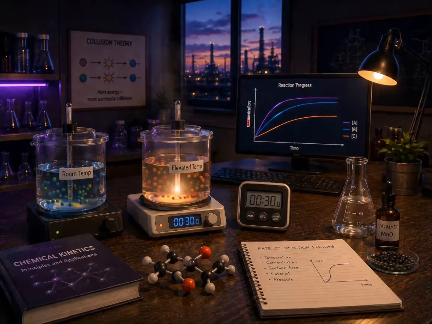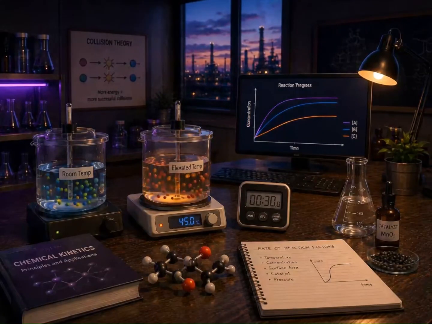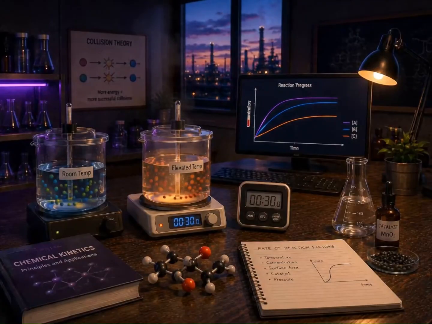This is another important exam link. Temperature does not just make particles move faster, it changes the energy distribution of particles. More particles have enough energy to react. You can imagine the laboratory warming slightly. In the cooler beaker, particles drift and collide, but many collisions are too gentle. In the warmer beaker, the particles move with more energy. More collisions reach the activation energy. More products form each second.